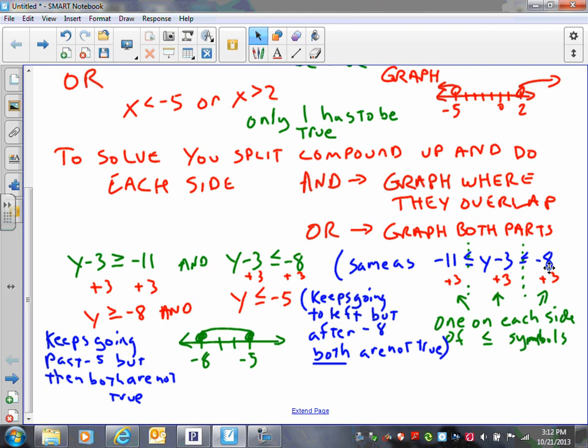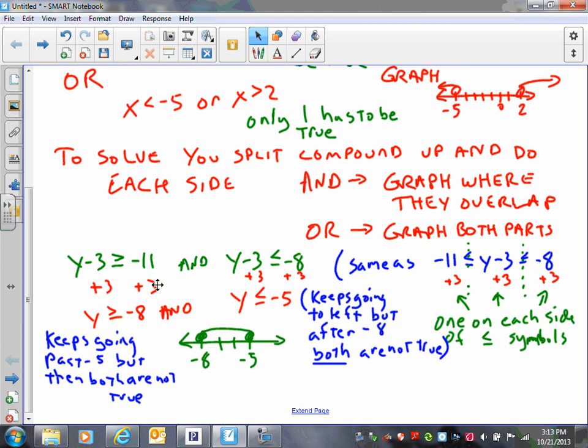Notice these things on an AND statement will always point in the same direction if you've written it like this. They'll either both point to the left or both point to the right. And they don't have to be the same inequality. This could be less than or equal to, this could be less than.